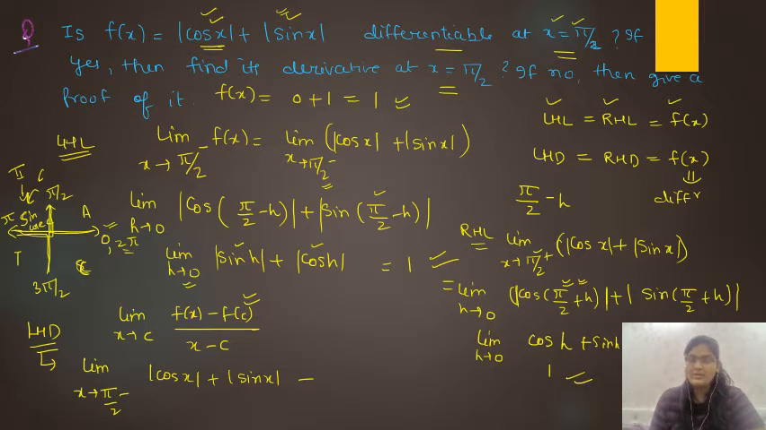So if you put f at pi by 2, what you will get? We have already found f at pi by 2 here, the value is 0 plus 1, which is 1. So you can directly put 1, divided by x minus c, where c is pi by 2. So this is your left hand derivative.